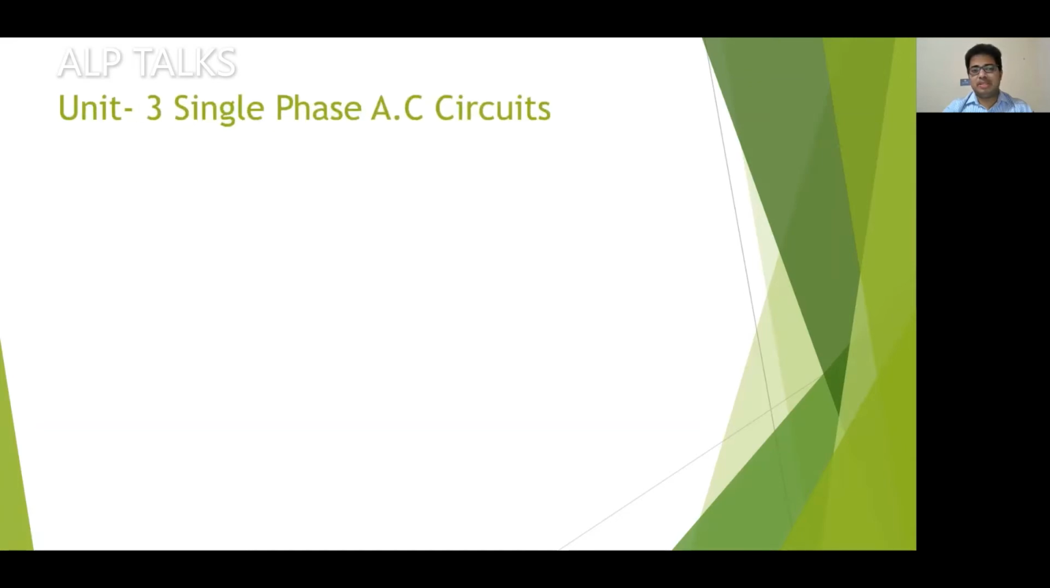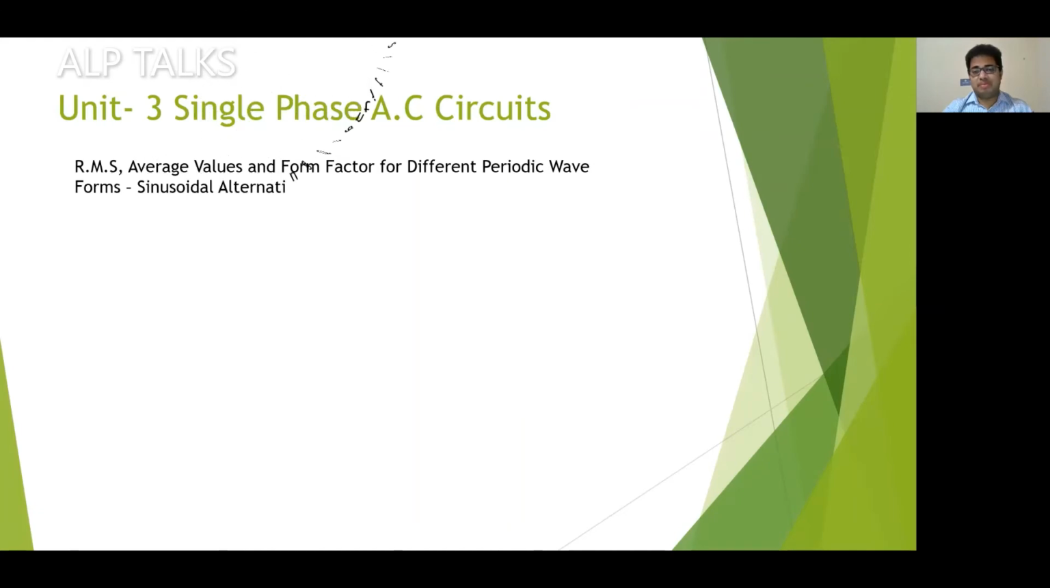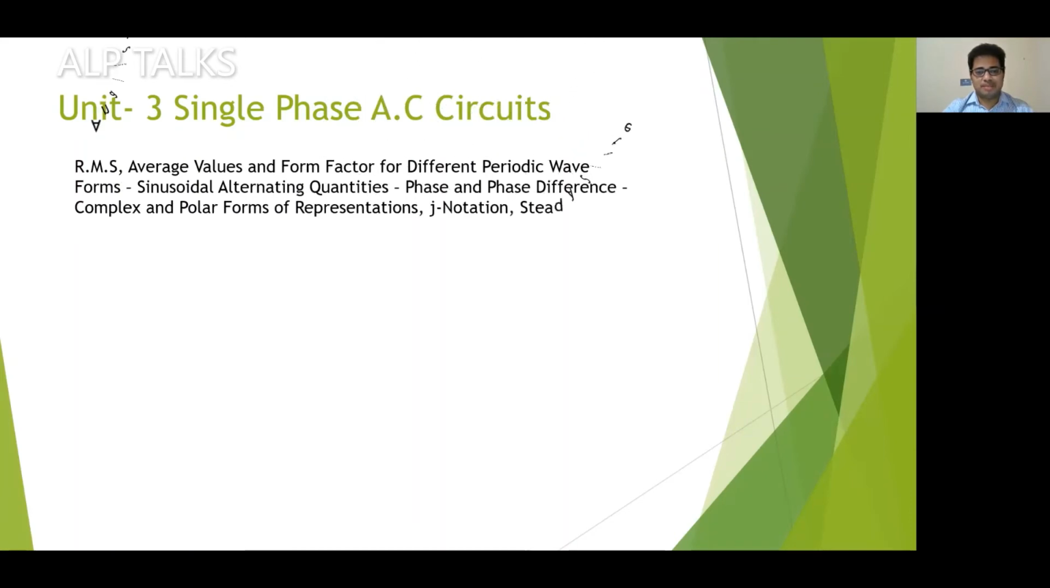So this is the third unit. This is the single phase AC network. This forms the basis for most of the calculations we will do regularly. So RMS, average values, and form factor for different periodic waveforms, sinusoidal alternating quantities, phase and phase difference.